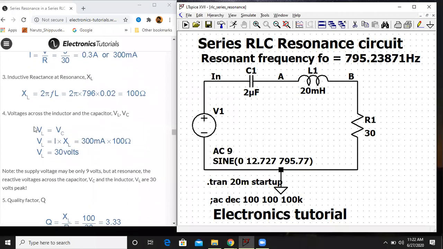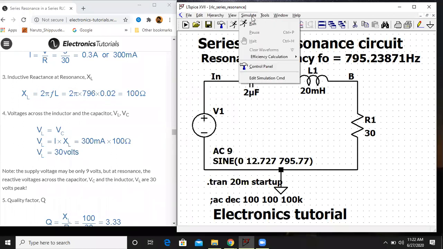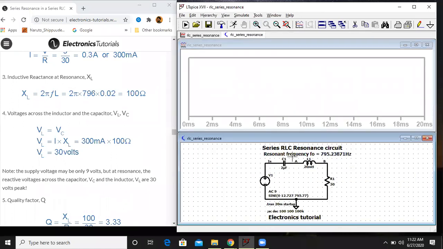Okay, the next is they are saying that at resonance, as you also might have studied, the voltage across the inductor and the capacitance will be equal in magnitude, but they will differ in phase. So let me just show you and demonstrate over here. Again, go to simulate, run, and now we are plotting the voltage across the capacitor. So see carefully how I'm doing it.